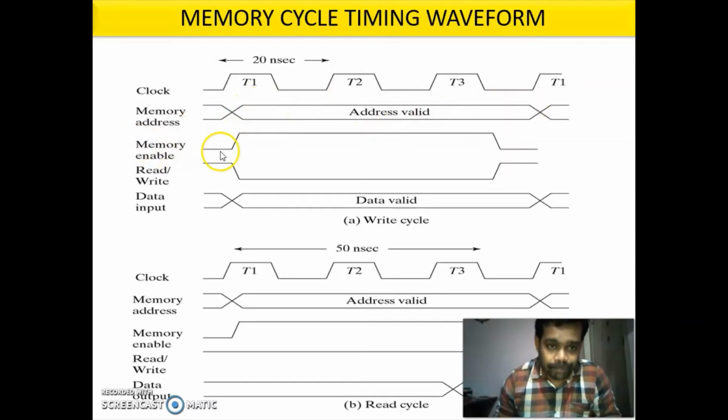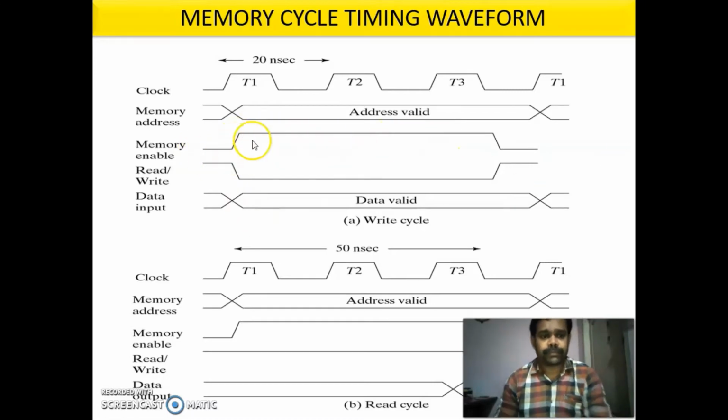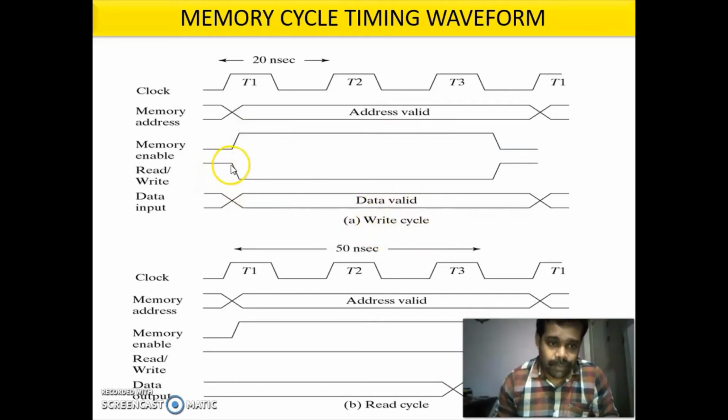Then we are making the memory enable signal high. Then the type of operation we are performing is write operation, so we are making it low, and this is nothing but the write operation. In this particular time, this is the data input. The input data you are giving is written within T1 to T2, within T3.